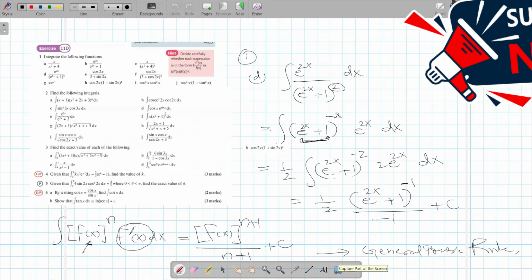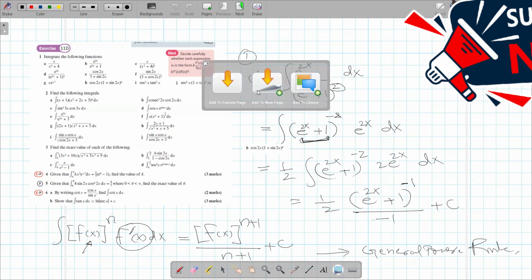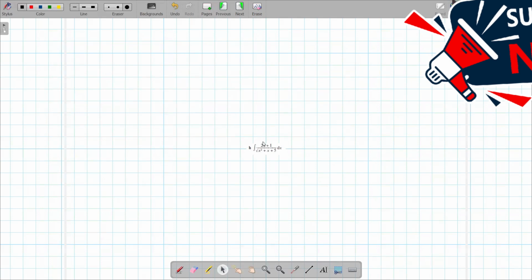All are simple and easy. Which ones look difficult to you? Maybe 2h looks complicated. Let's do 2h. 2h is this one. It's not complicated. It's also very easy. Add it to the new page. Let's do it.